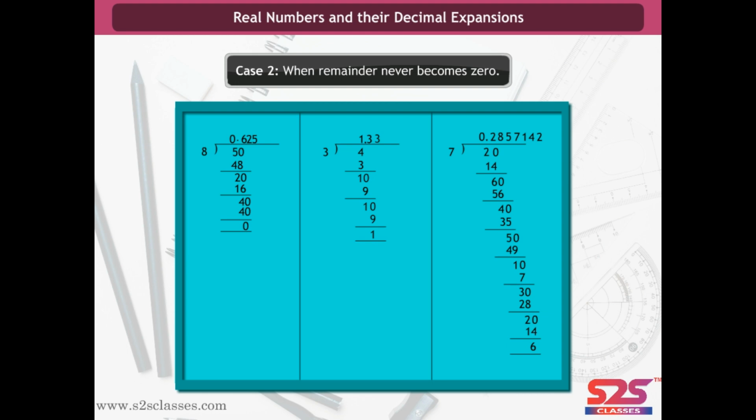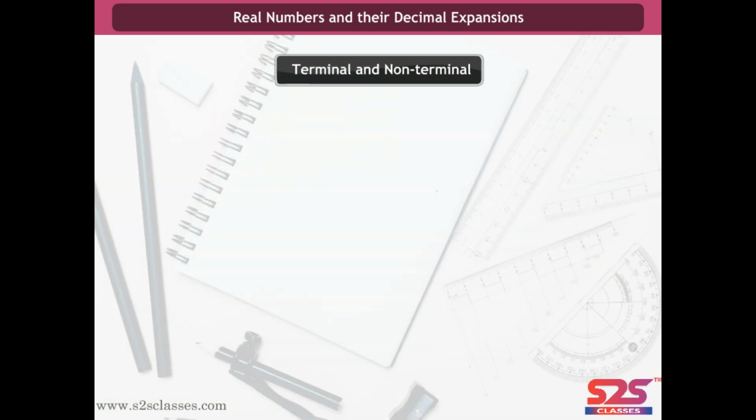The decimal expansion of rational numbers is either terminating or non-terminating and repetitive. Whenever we divide 2 by 7, we get 0.285714, 285714 and so on, which is equal to 0.285714 bar. Here 0.285714 bar means that the group of digits 285714 is repeating.